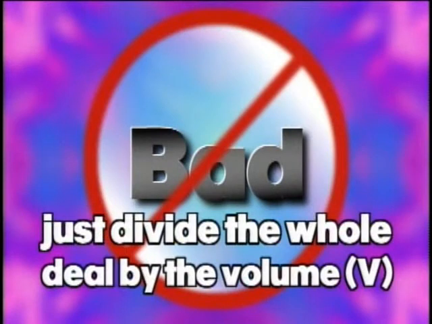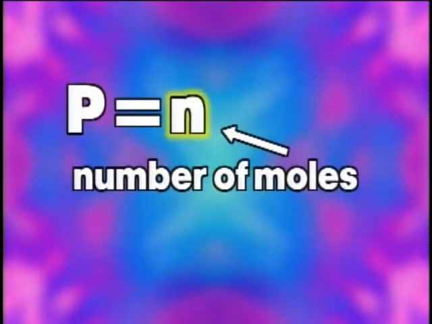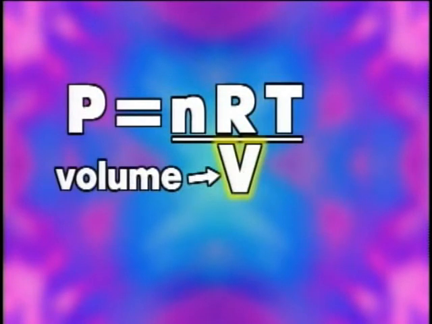It's not that bad. Just divide the whole deal by the volume. So the equation now looks like this. Pressure equals the quantity of the number of moles times the gas constant times the temperature divided by the volume.